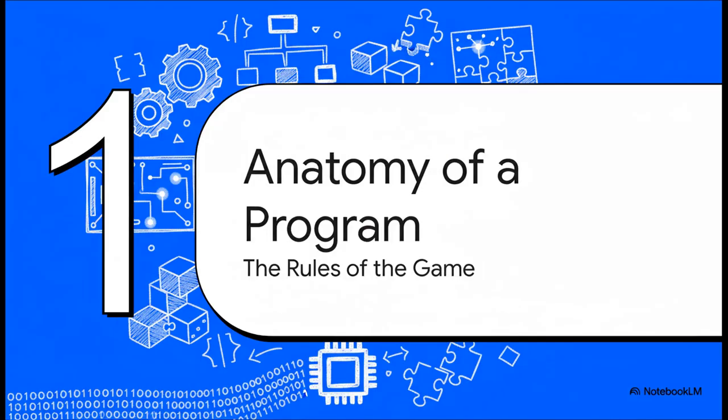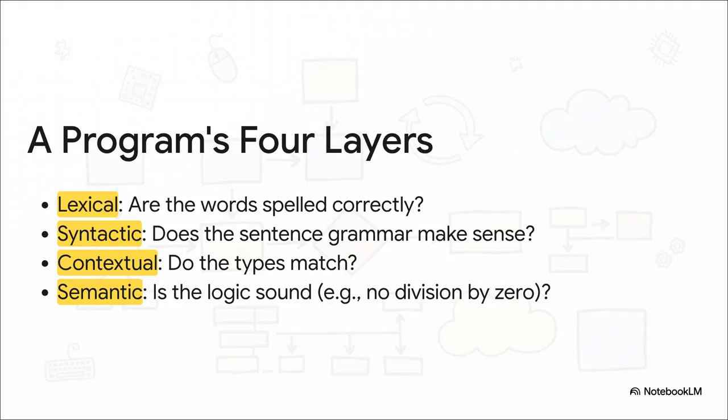Okay, first things first, before you can build anything, you have to understand the rules of the game. And believe me, every program, it doesn't matter if it's super simple or incredibly complex, it has to follow a very strict set of rules, just so the computer can understand what you're trying to say. Think of it like this. A computer basically proofreads our code on 4 different levels.